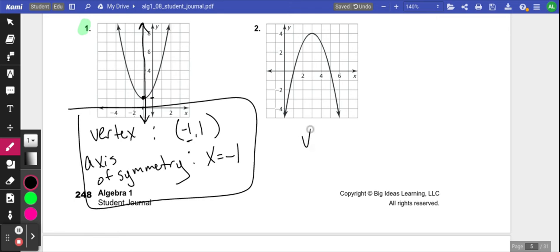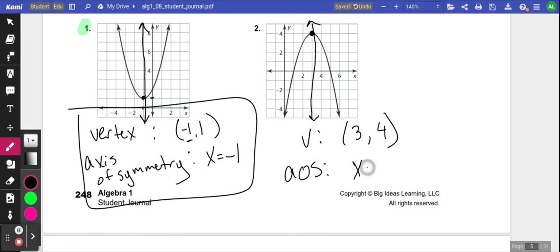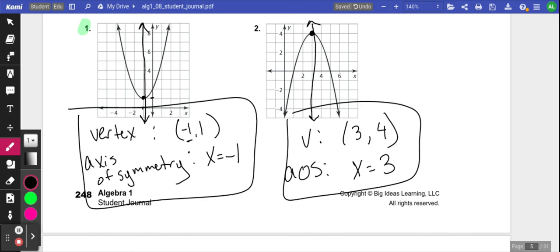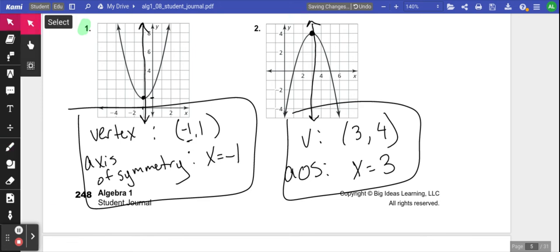Okay, real quick, I wanted to do the second one. The vertex is this point right here. This one's the highest because it opens down. It's 3, 4. My axis of symmetry is this line here that goes through, so it's x is equal to 3. It's a little bit trickier when I just have the equation.